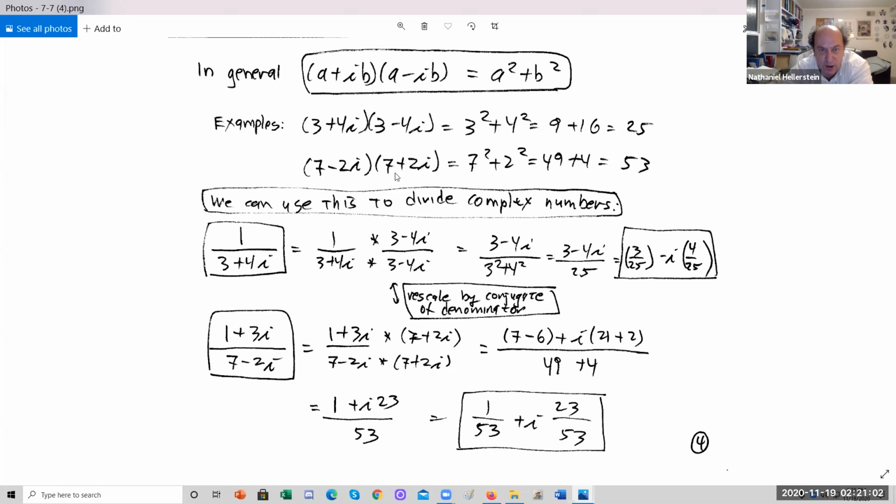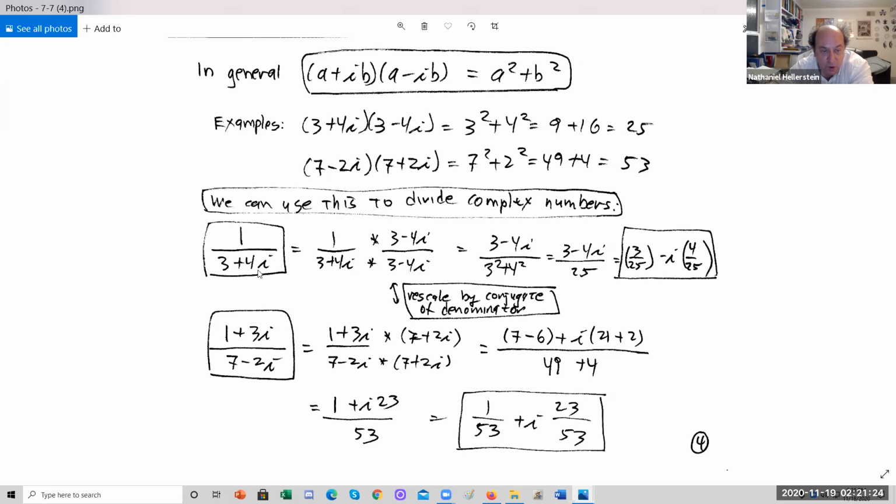7 minus 2i times 7 plus 2i. That'll be a sum of squares: 7 squared plus 2 squared. That's 49 plus 4, which is 53. Okay. Now, we can use this to divide complex numbers. I mean, we've seen before rationalizing denominators with square roots in them. We'll do the same thing.